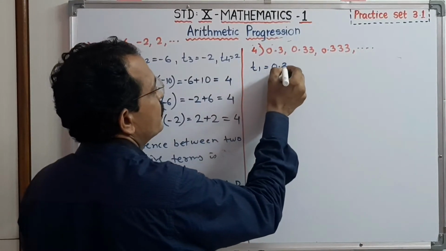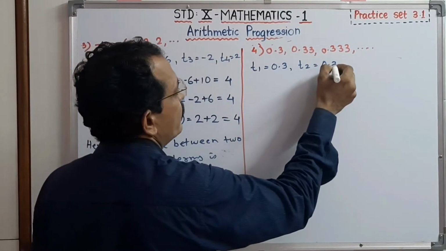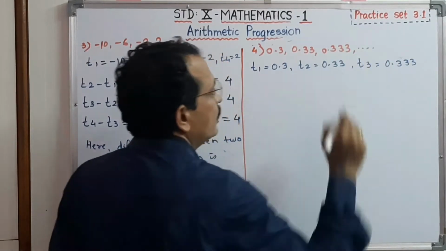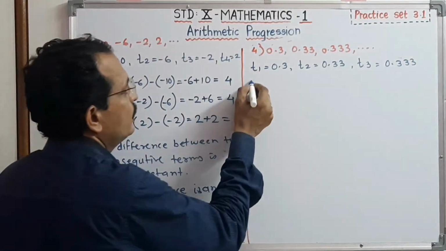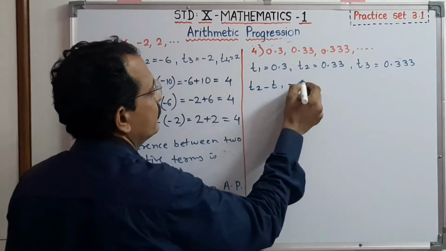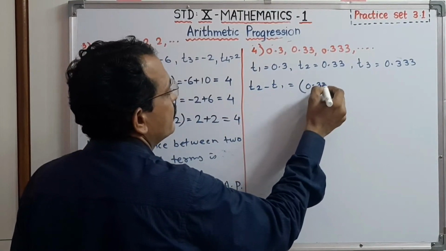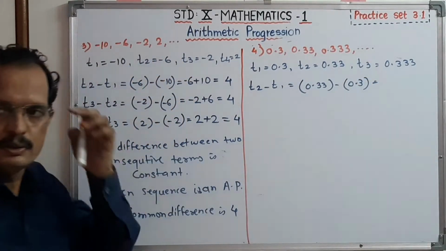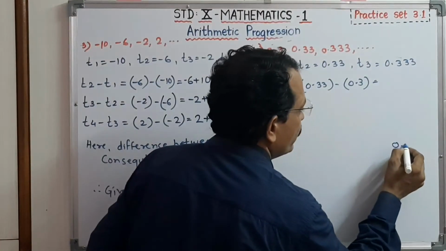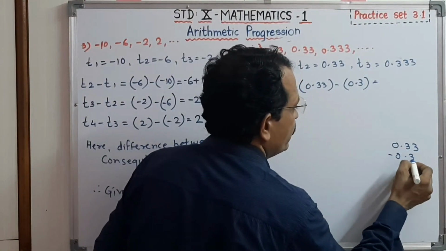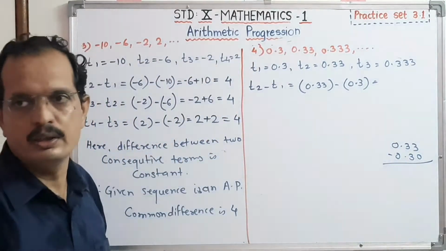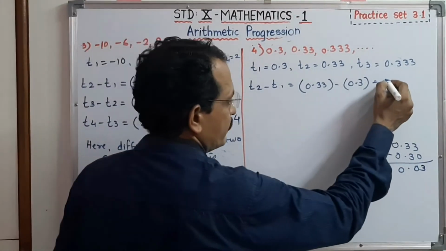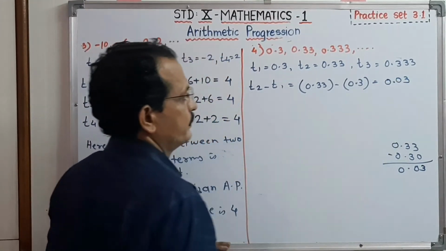T1 is equal to 0.3, T2 is equal to 0.33 and T3 is equal to 0.333. Now see here. T2 minus T1, 0.33 minus 0.3. Dear student, be careful here. 0.33 minus 0.30. Got it? Here it is 3, 0 and 0. Therefore, the difference is 0.03.